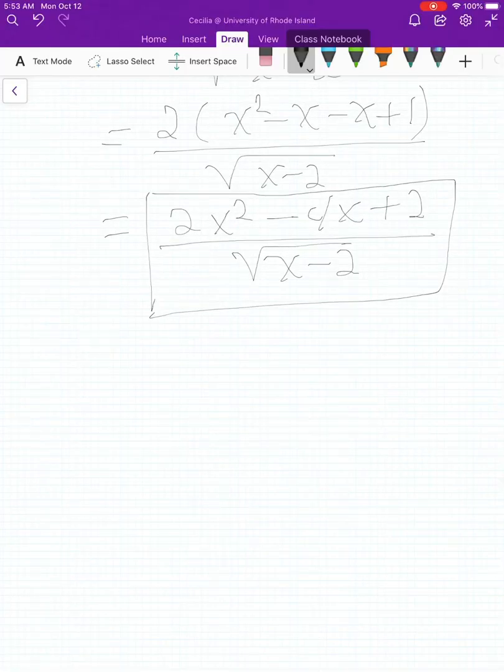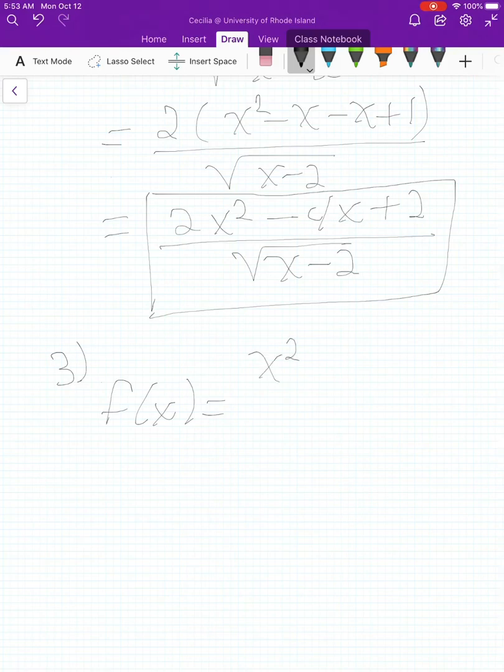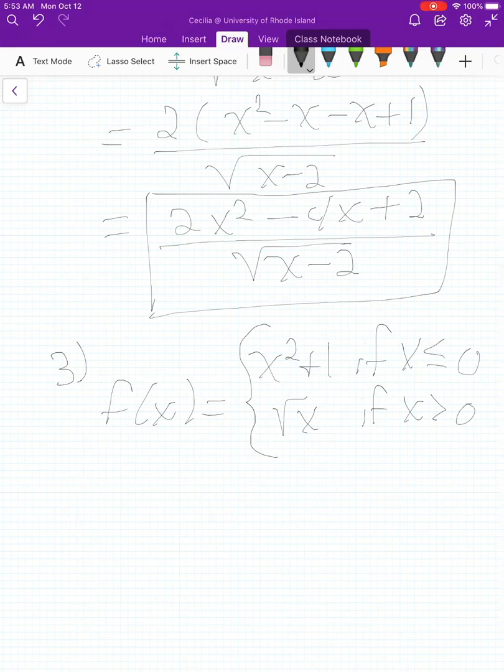We're asked to let f be the function defined with this piecewise function. So let's look at this. This is f of x, and it's defined by x squared plus 1 if x is less than or equal to 0, and it's defined as the square root of x if x is greater than 0. And we put this big bracket to say we are now defining f of x over different regions of what the input values would be.